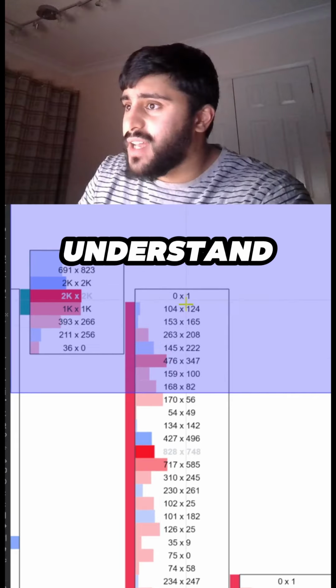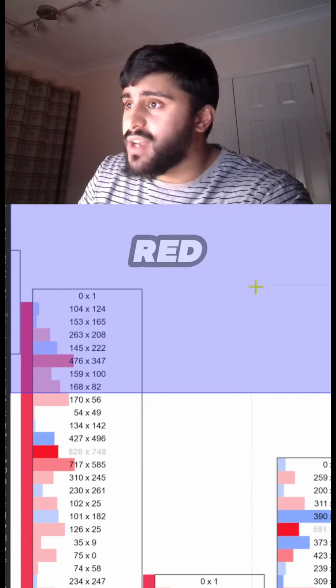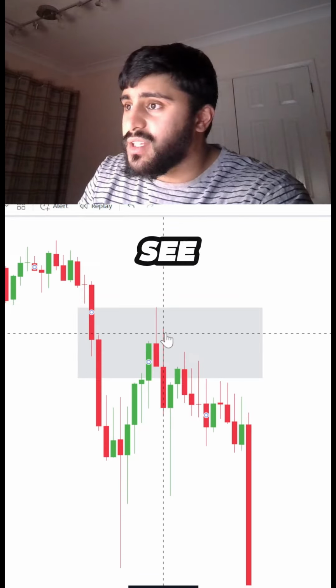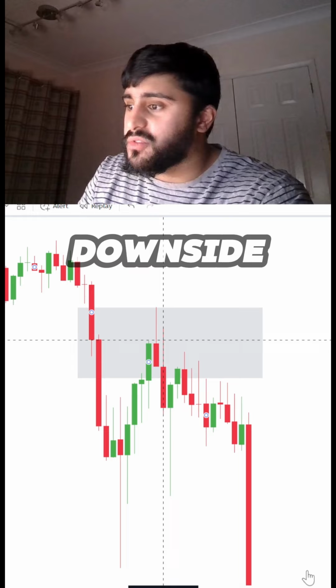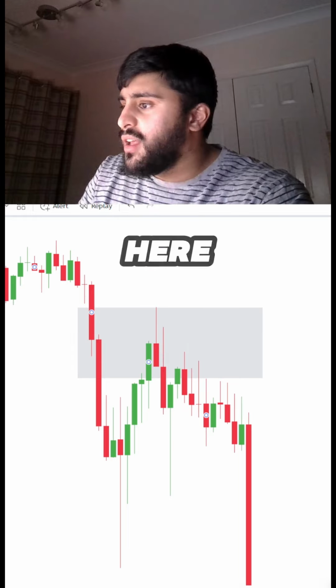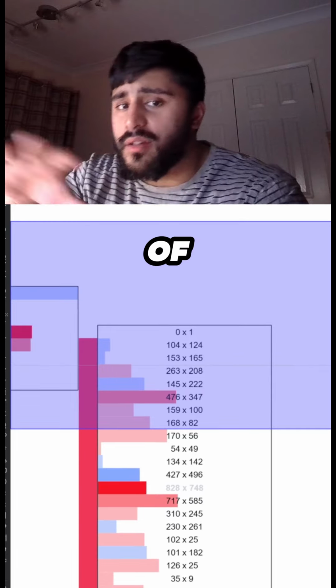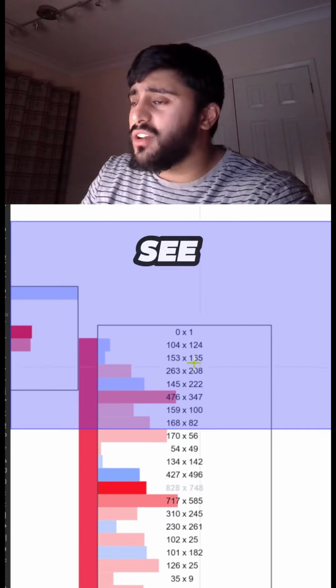And I want traders to understand and really read how this particular red candle was printed. So this red candle here corresponds to the red candle you see over here, this large impulsive candle to the downside. Now, what you're reading over here is essentially the delta. The delta is the number of buyers minus sellers. Here you see a lot of red delta.